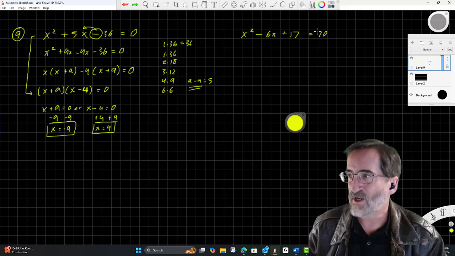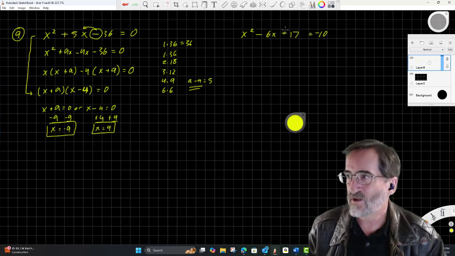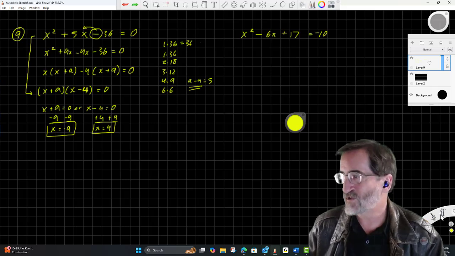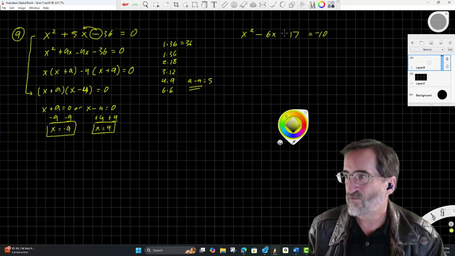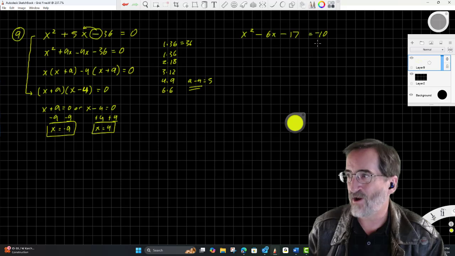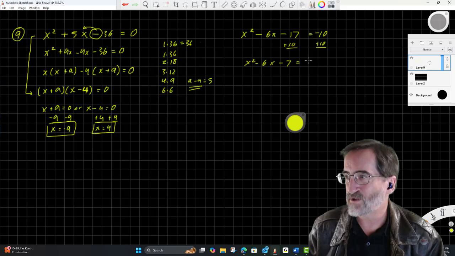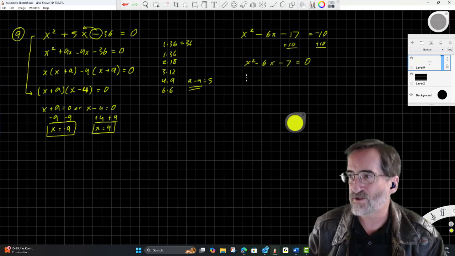Okay, so I'm going to change this to a minus 17 and this to a negative 10. Minus 17, so that there is a solution here. Okay, so now add 10 to both sides. We get x squared minus 6x minus 7 equals 0. And now that it equals 0, we can solve by factoring.